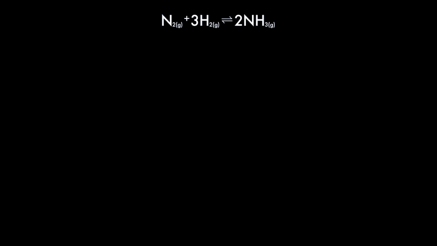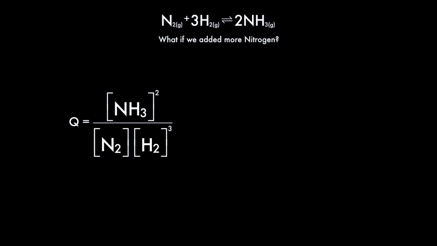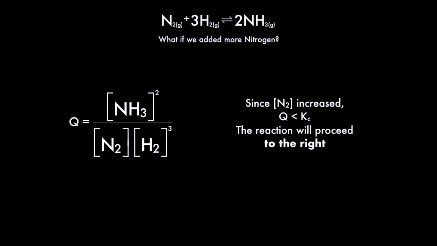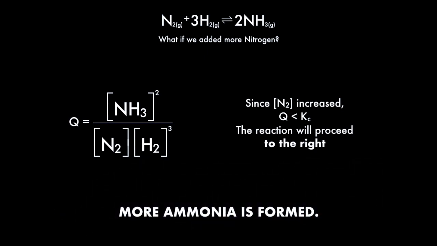Let's say we have a Haber process going on in a closed container at 500 degrees Celsius. Now let's predict whether ammonia will be produced or used up if we add more nitrogen to the system. Even without the numerical values, we can analyze this problem just by looking at the reaction quotient when the changes are made. If we increase the concentration of nitrogen, we are increasing the value of the denominator, and with that, Q decreases and is now less than Kc. If Q is less than Kc, the reaction will proceed to the right. Therefore, more ammonia will be formed.